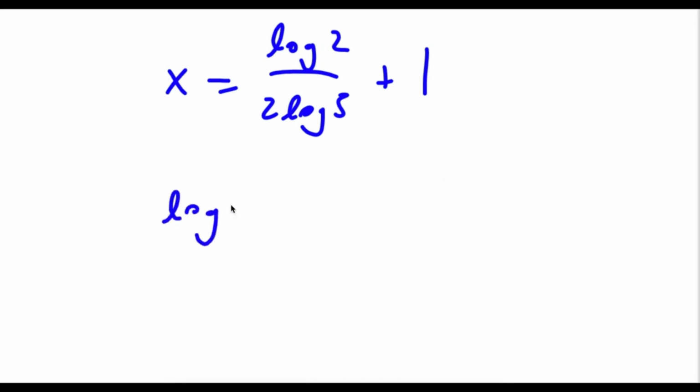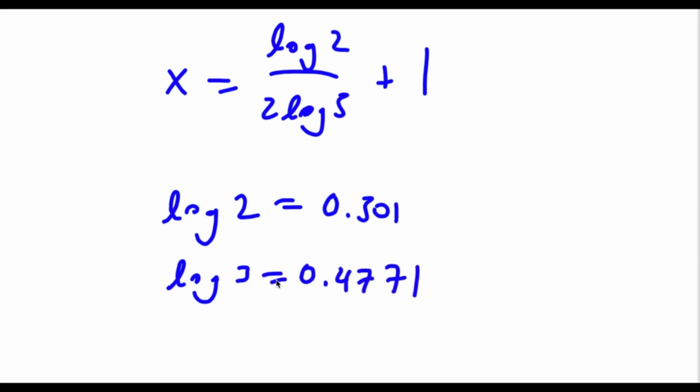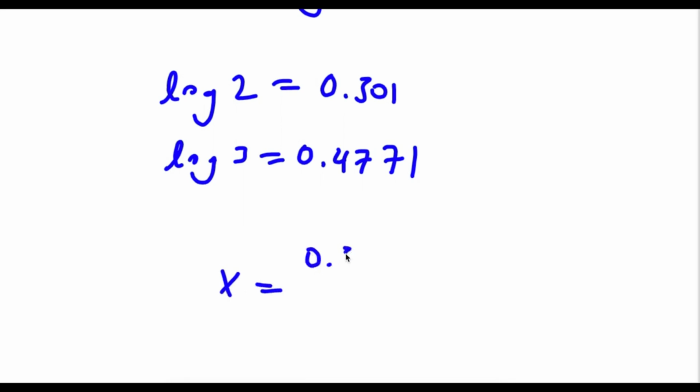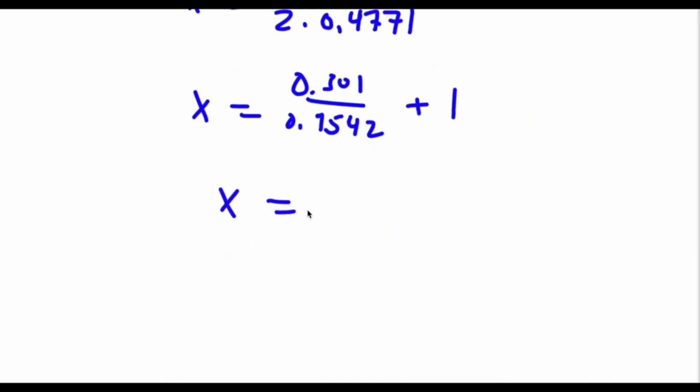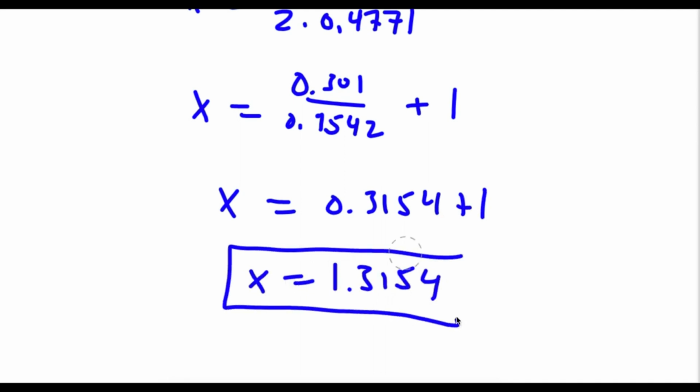Now, log 2, this is equal to 0.301. And log 3, this is equal to 0.4771. So now I have x is equal to 0.301 over 2 times 0.4771 plus 1. Now this is equal to 0.301 over 0.9542 plus 1. This is equal to x is equal to 0.3154 plus 1, which is equal to 1.3154. So this is our answer.